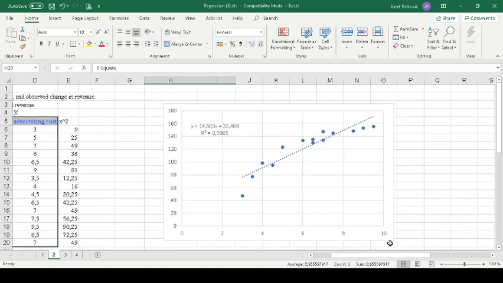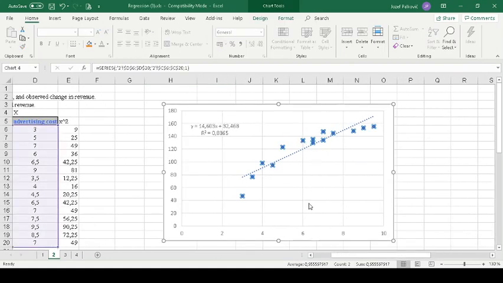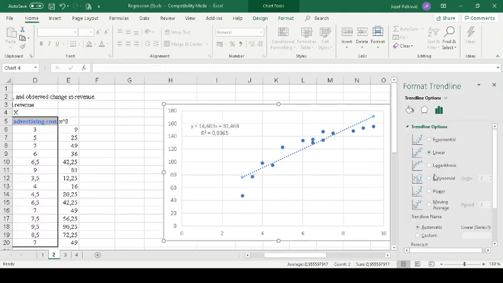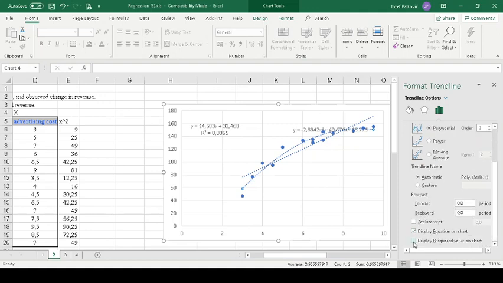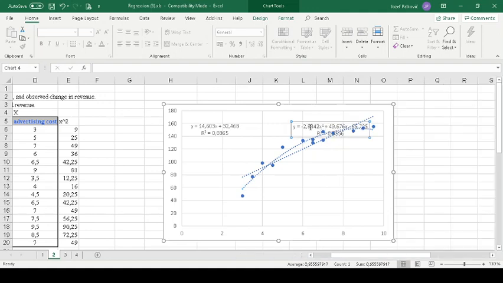If you compare the linear function with the polynomial function, I will add one more trend line. So I will add a polynomial function of order 2, display equation and R square. Here is the equation of the polynomial function, and you can see that the polynomial function fits the real values better. If I remove the linear function, you can see that it's much closer to real values than it was in case of the linear function.